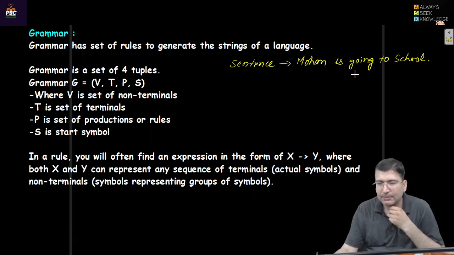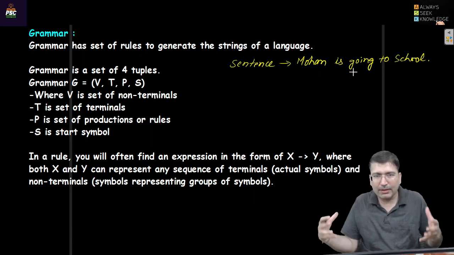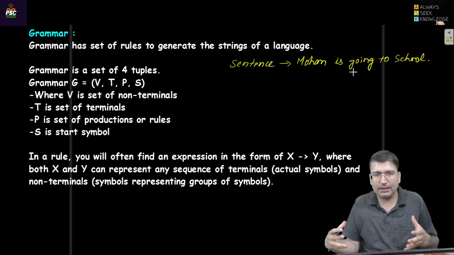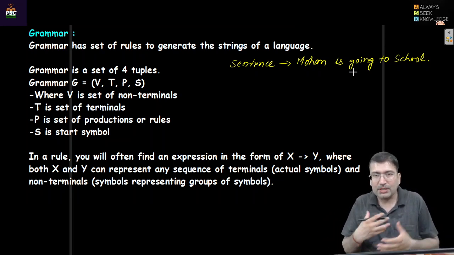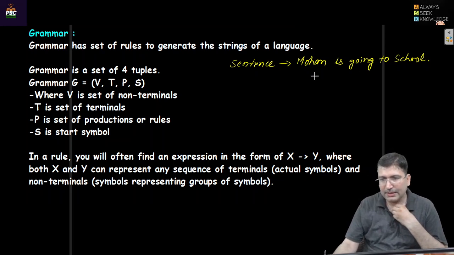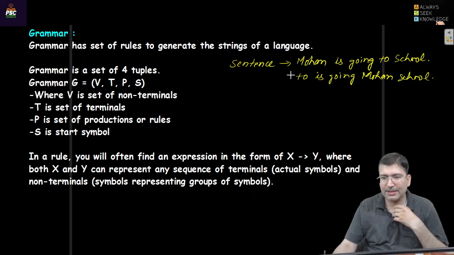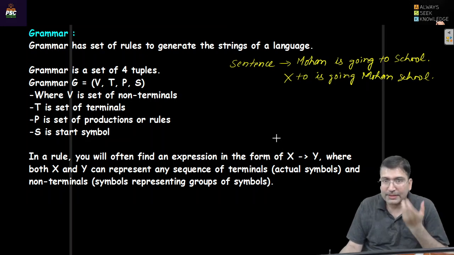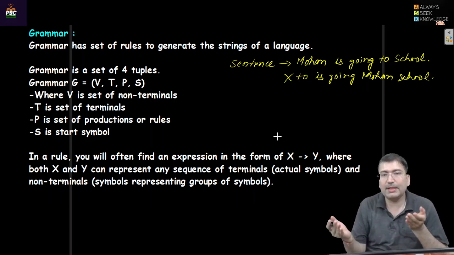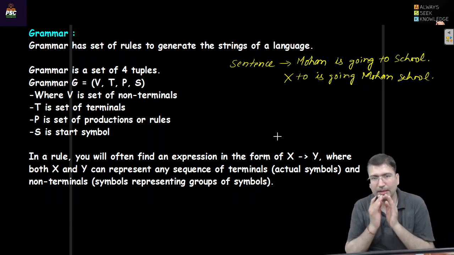When we try to combine the given vocabulary strings or legal words in a language, there has to be some rule. Because if I write, "to is going Mohan school," although all the words are the same, this sentence is not legal. It is not a correct sentence. So how do we decide whether the generated string is legal as per the restrictions of the language or not? That will be decided by the grammar of the language.